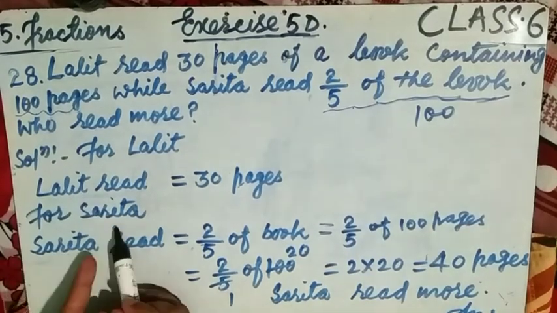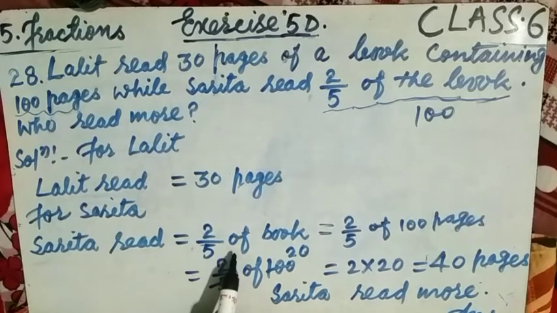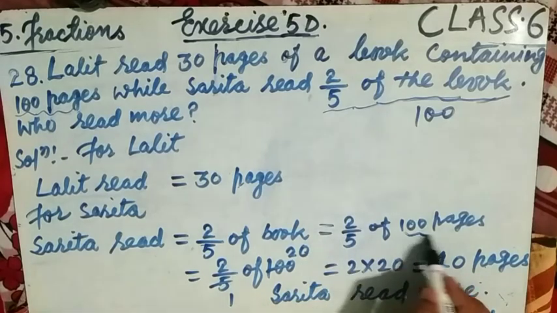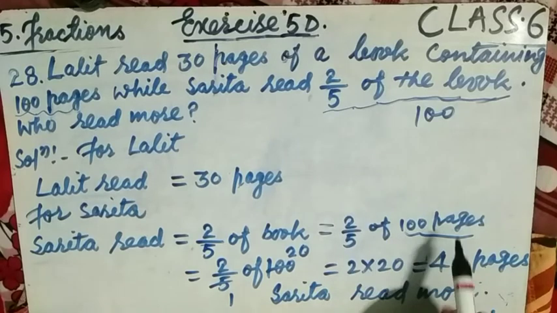This is why for Sarita, read, because it is past tense, Sarita read 2 by 5 of the book. As I have already written, 2 by 5 of the book means 100 pages. Sarita read 2 by 5 of 100 pages. Now we can solve this easily.